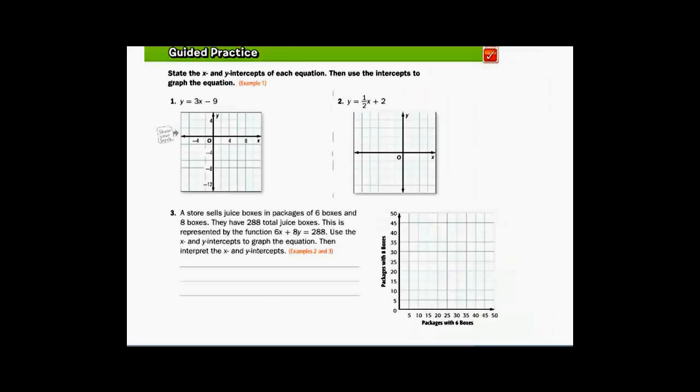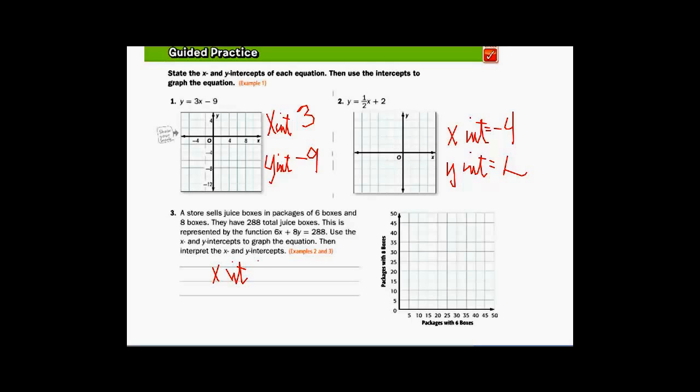All right, just so that way you'll have them, on number 1, the x-intercept, 3. The y-intercept, -9. And make sure you are labeling these as intercepts. Number 2, x-intercept, -4. The y-intercept is 2. Down here on number 3, the x-intercept is 48. The y-intercept is 36. Good luck.